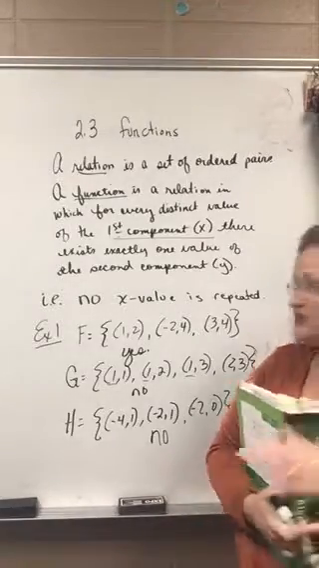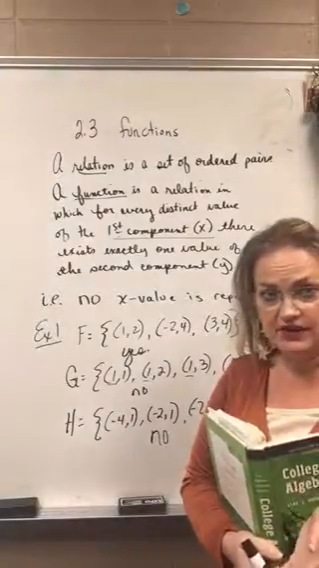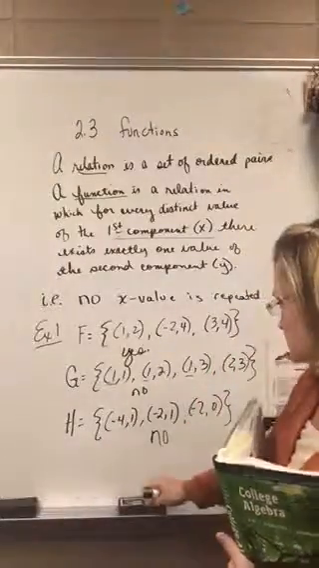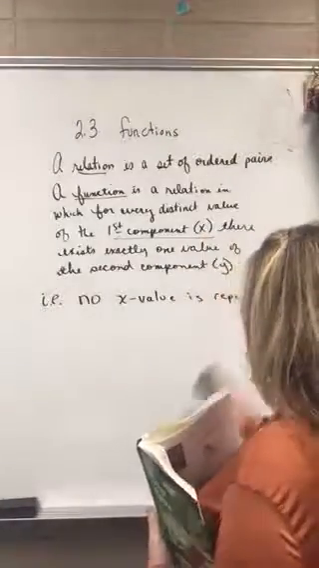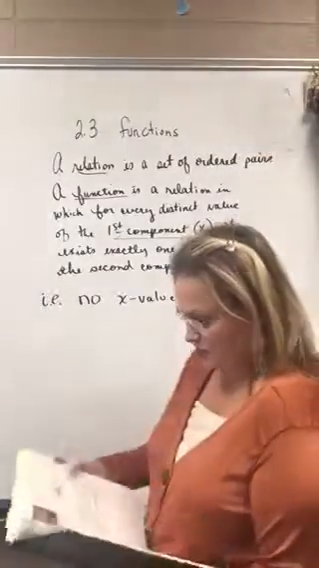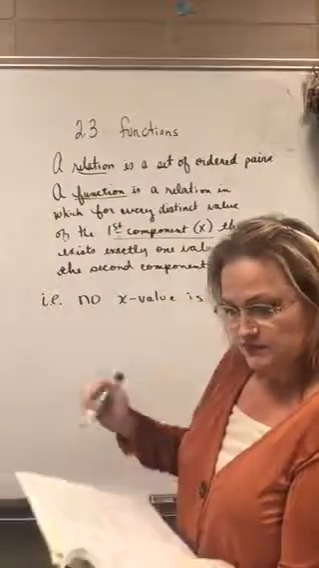So really, if you just see ordered pairs, just look to see if the x value is repeated. If the x is repeated, just say no, not a function. All right, so that's one way of telling if a relation is a function. The second way is by graphing.